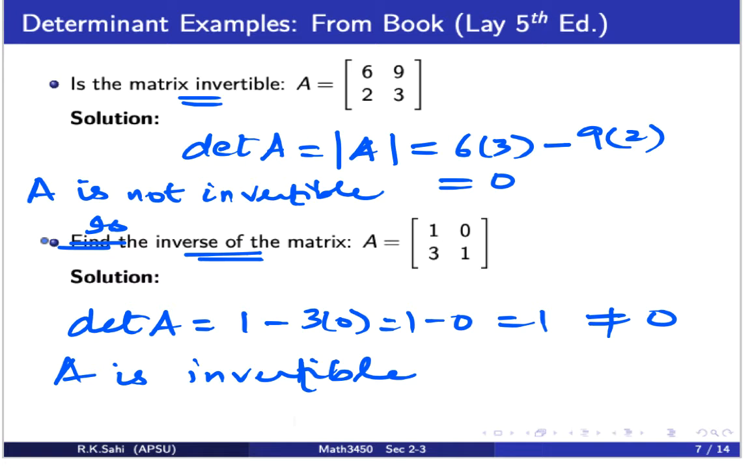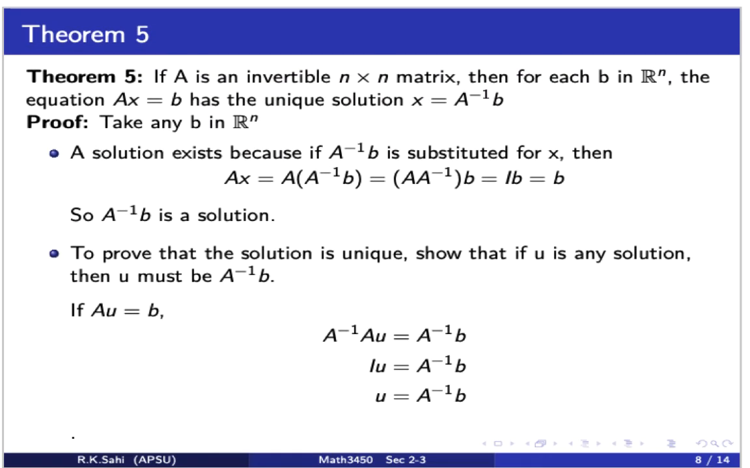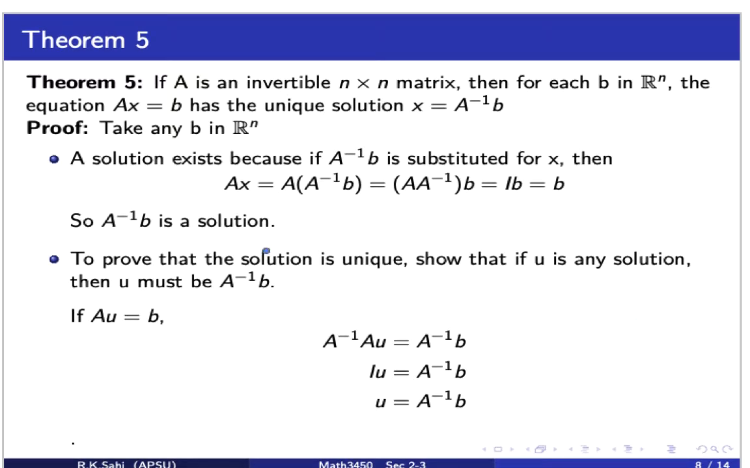Okay, moving further, guys, we have a few properties. We are going to work on them. The first theorem, I'm going to talk about theorems and then later on some properties too. Theorem 5 says, if we have an invertible n by n matrix A, for every b in Rn, the equation Ax equals b has a unique solution, and that solution is given by x equals A inverse b.